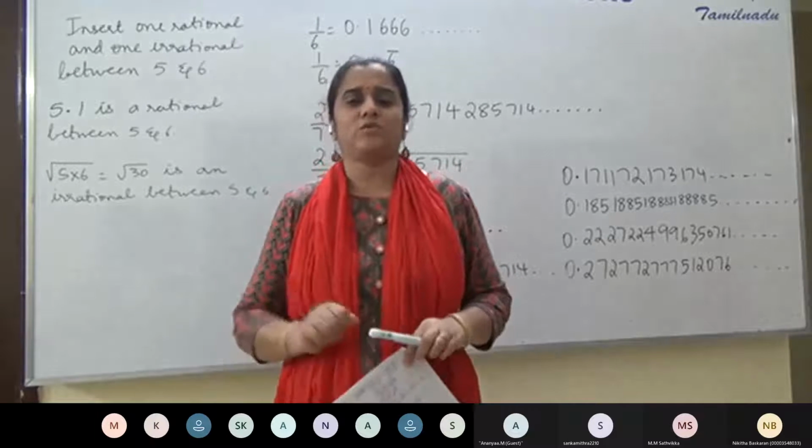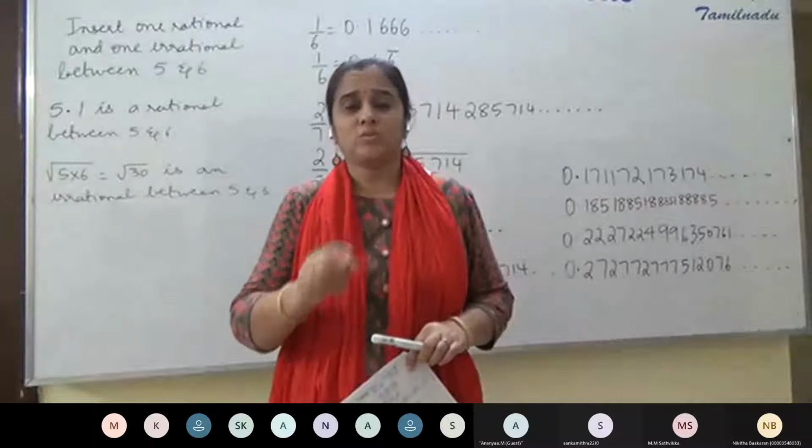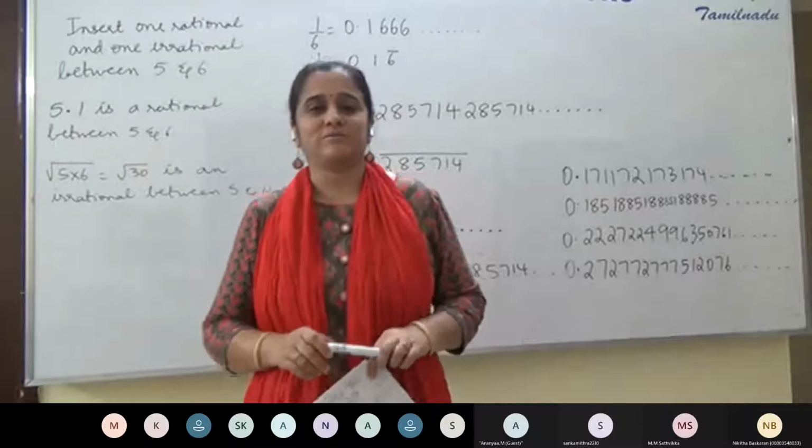30 is not a perfect cube. Then the cube root of 30 is an irrational number.